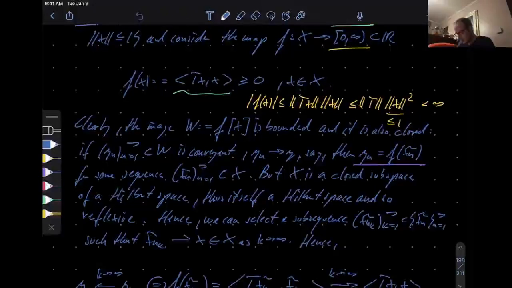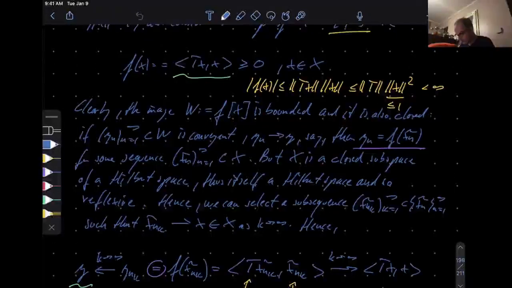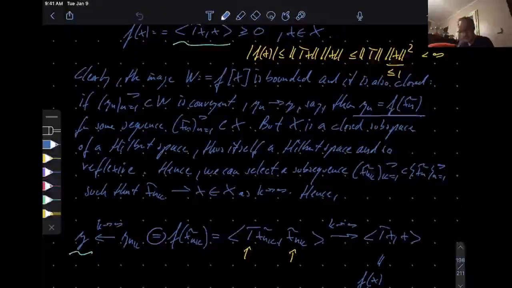Then you argue that its image has to be compact, and that you do by boundedness, which you get for free, and for closedness you have to exploit some heavy theorems, I would say, all of which we have prepared. Particularly, it requires that if you have bounded sequences in reflexive Banach spaces, then they have weakly convergent subsequences. So that's a big one, but we prepared this a while ago.